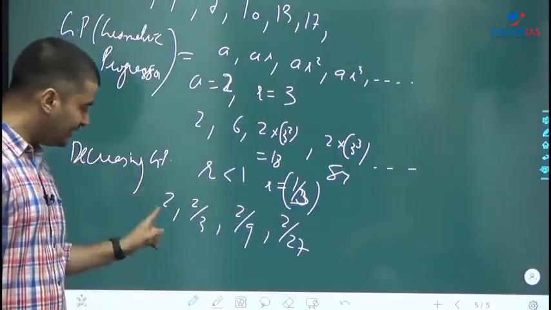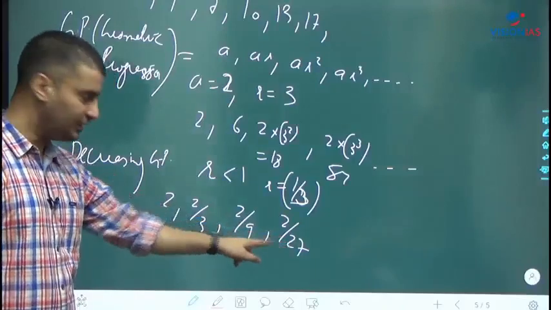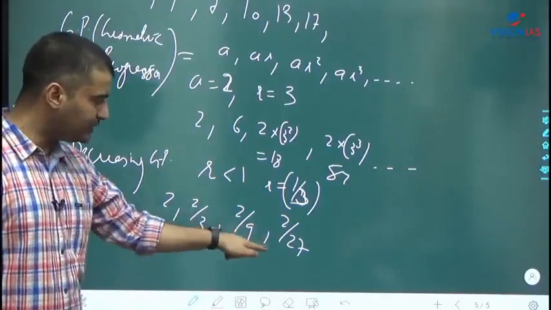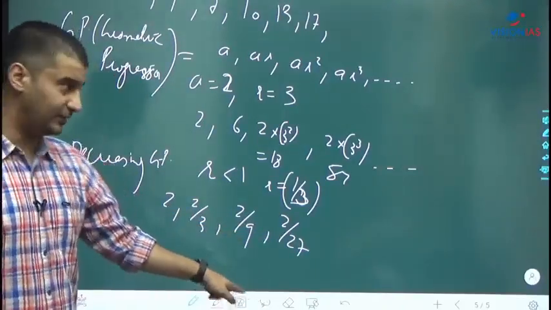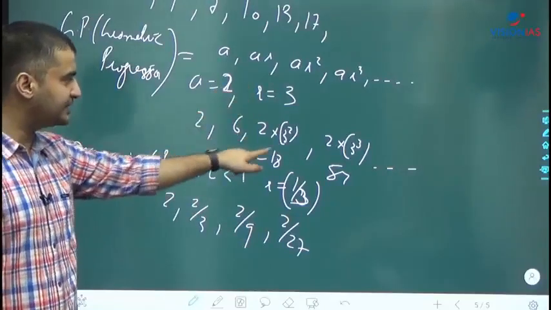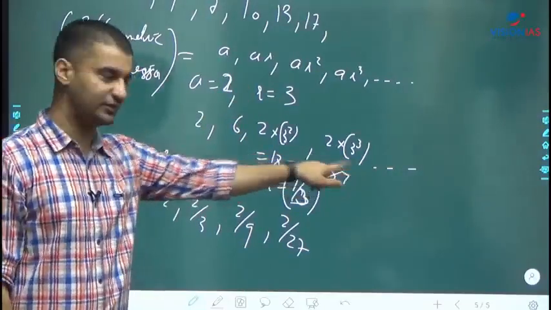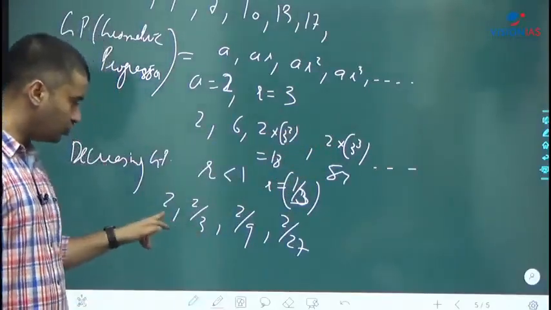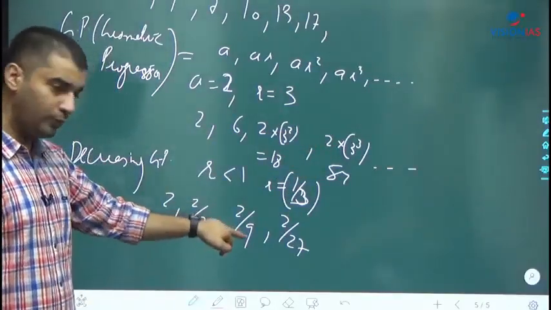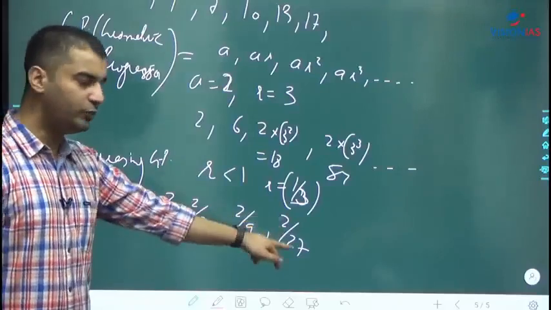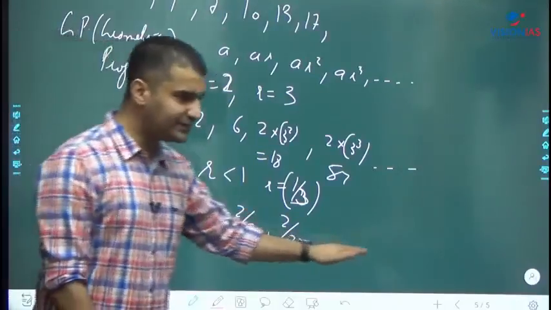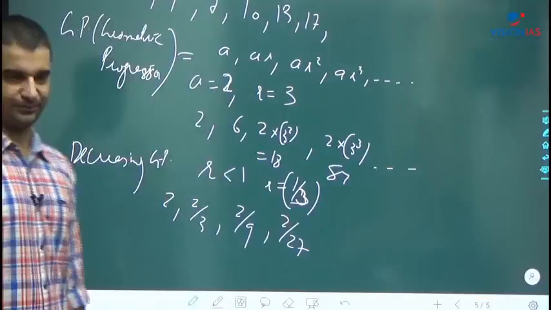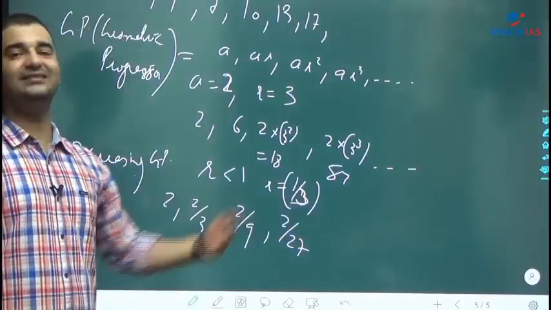Important thing is, in this geometric progression, each subsequent term is smaller than the previous one. In this GP, each subsequent term was bigger than the previous one: 2, 6, 18, 54, so on and so forth. In this case, 2 upon 3, 2 upon 9. 2 upon 9 is smaller than 2 upon 3. 2 upon 27, smaller than 2 upon 9. So every subsequent term is smaller than previous term. So this becomes a decreasing GP.